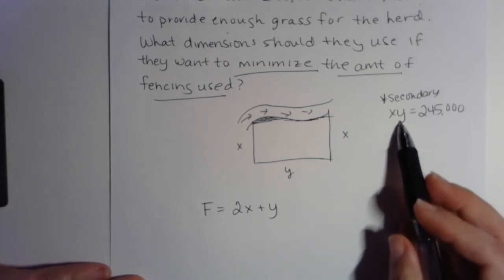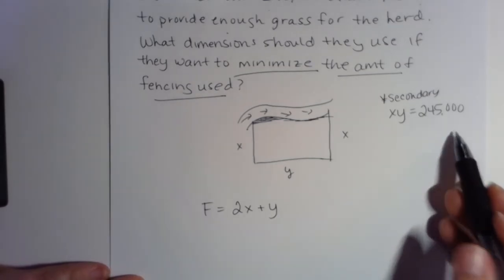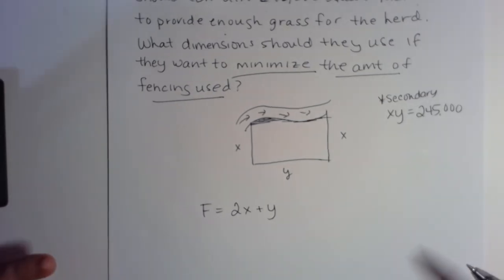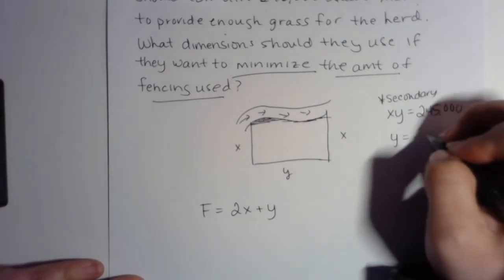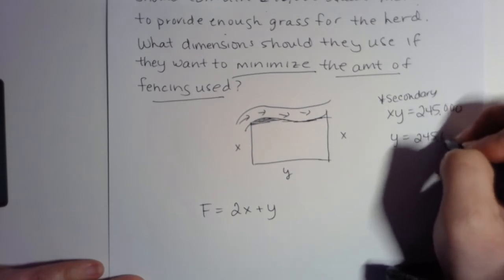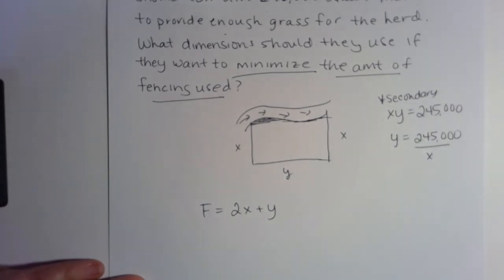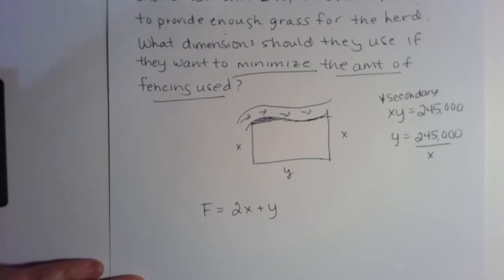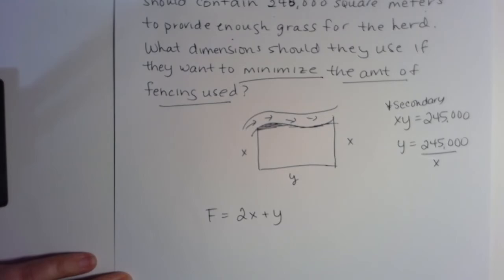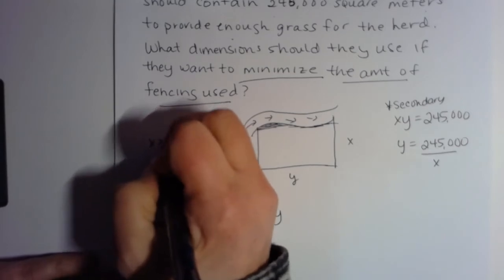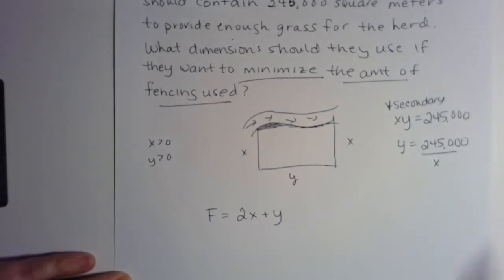So in this case, I have x times y equals 245,000. It doesn't really matter which one I substitute in. I'm just going to solve for y and get y equals 245,000 divided by x. Now in this particular case, if I try to look at my domain restriction and try to close off my interval, I can't, because I know that my x has to be bigger than 0 and my y should also be bigger than 0.